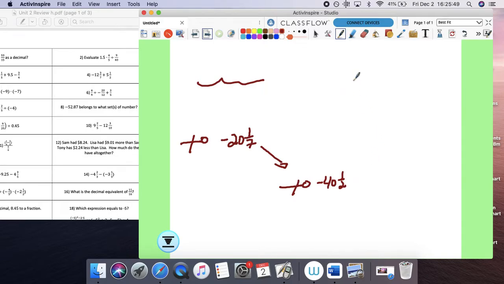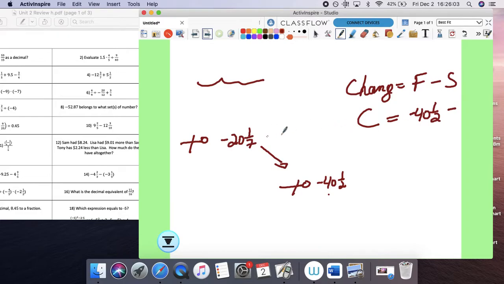What is the change in his position? Well, change is final minus start. Remember that? So change is final, which is negative 40.5, minus the negative 20 1/7. Right, so what was his change in position? You actually have to subtract those two. Here we get negative 81 over 2. 7 times 20 is 140, and then we get 141 over 7.